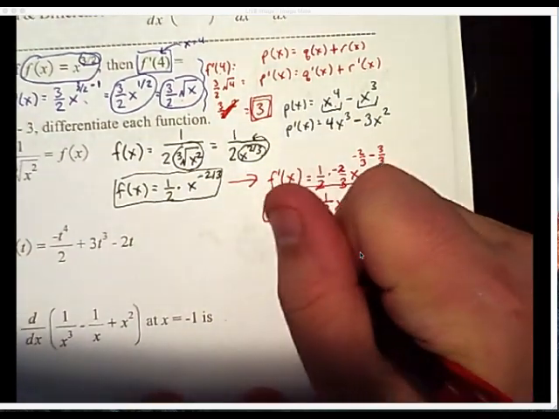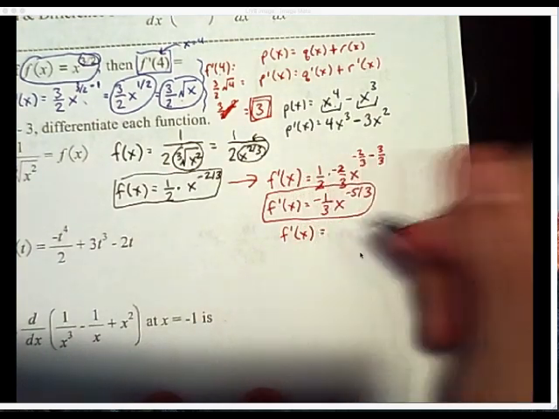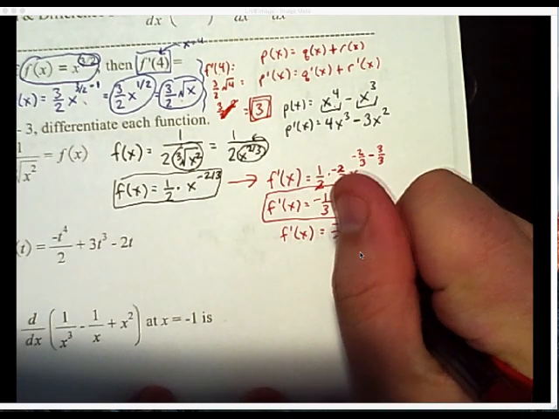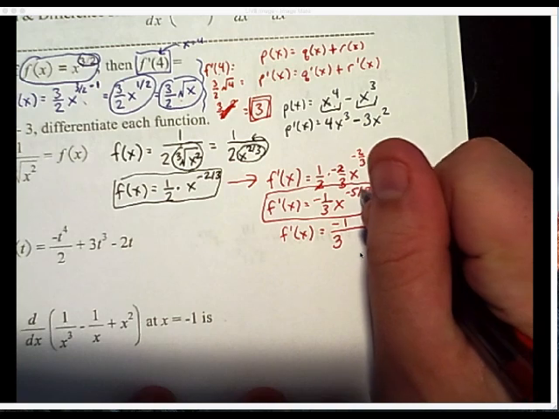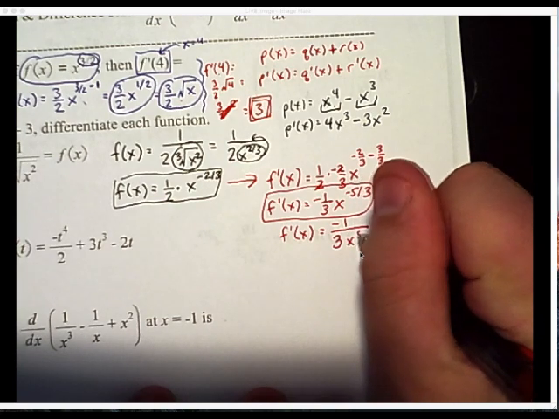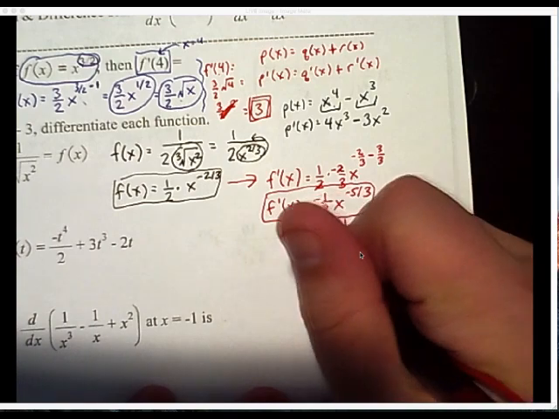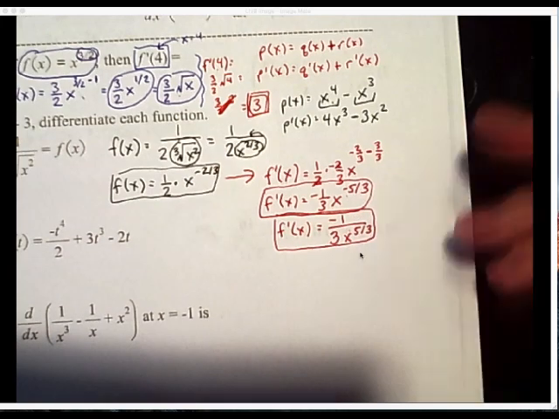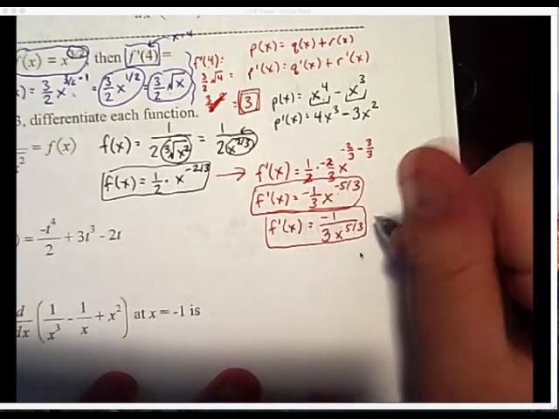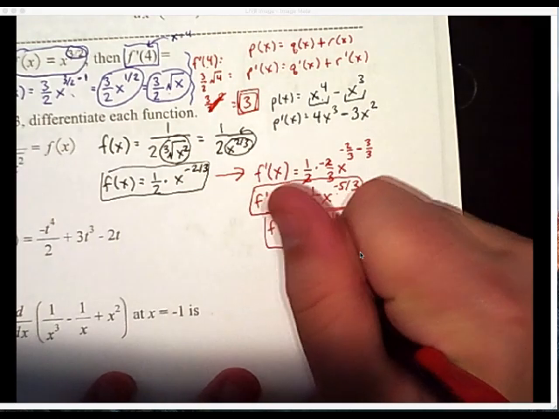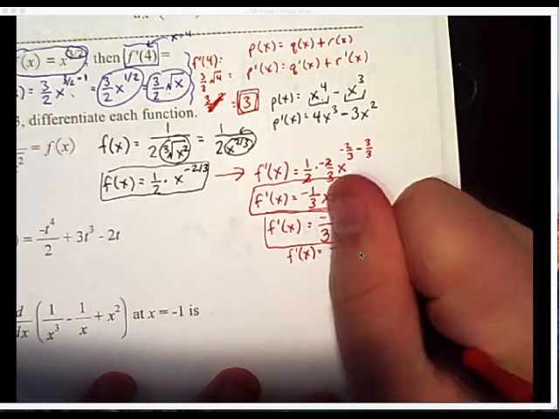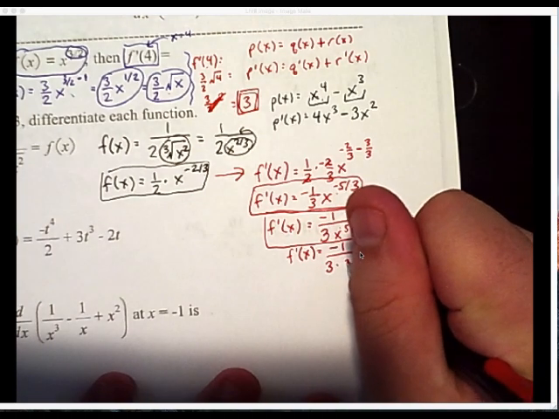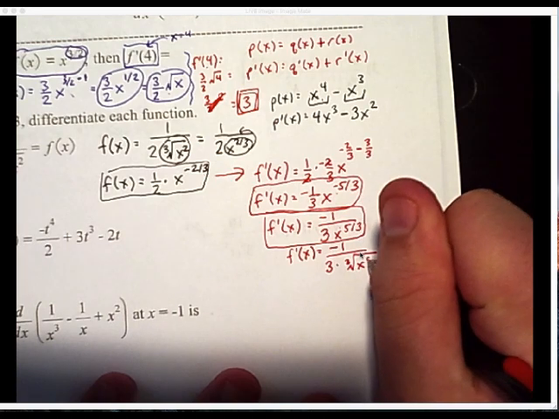Now, if you don't like the way that's written, you could also write it like this. I can write it as negative 1 over 3. I can send this x to the negative 5/3 to the denominator and make it into a positive power. So I could write it like that. That's an acceptable answer. These are both equivalent to each other. Or I can rewrite it even as a radical. Okay. I could say f prime of x equals negative 1 over 3 times the cube root of x to the fifth.